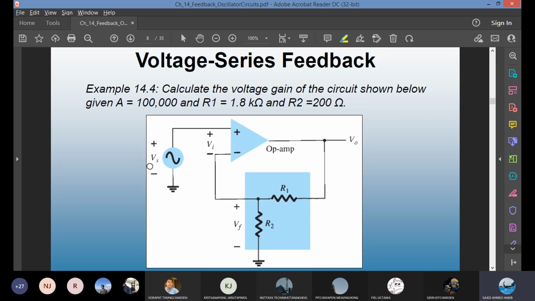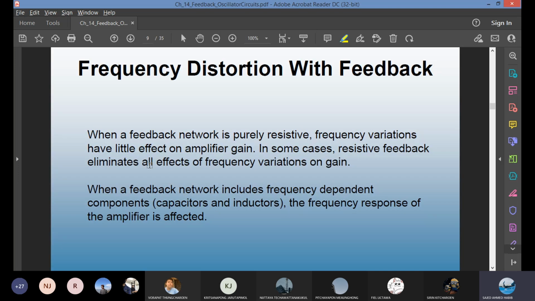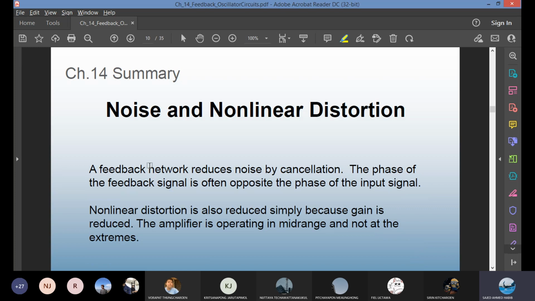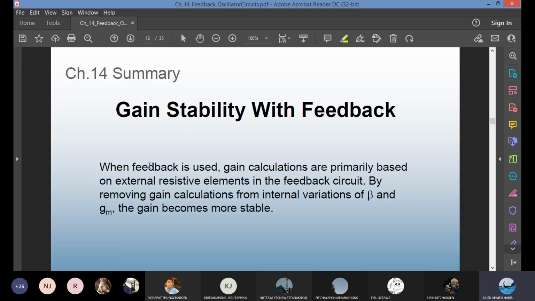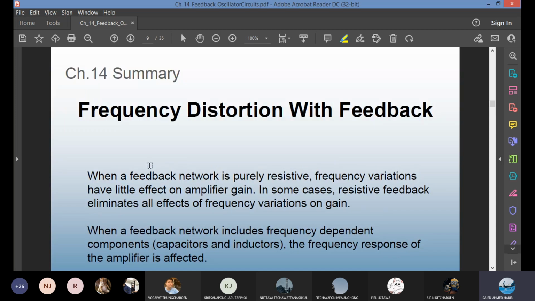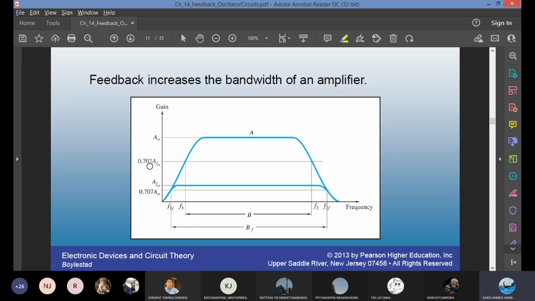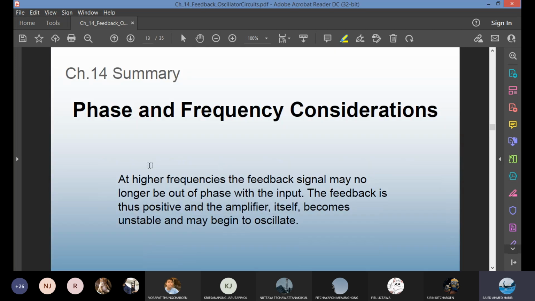There was an example that we did using voltage series feedback. Frequency distortion and the Nyquist criteria, we talked about briefly. You can study slides 9, 10, 11 as well. We know that when you have feedback, the bandwidth increases. Also, when you have feedback, the gain reduces, but the circuit becomes more stable.